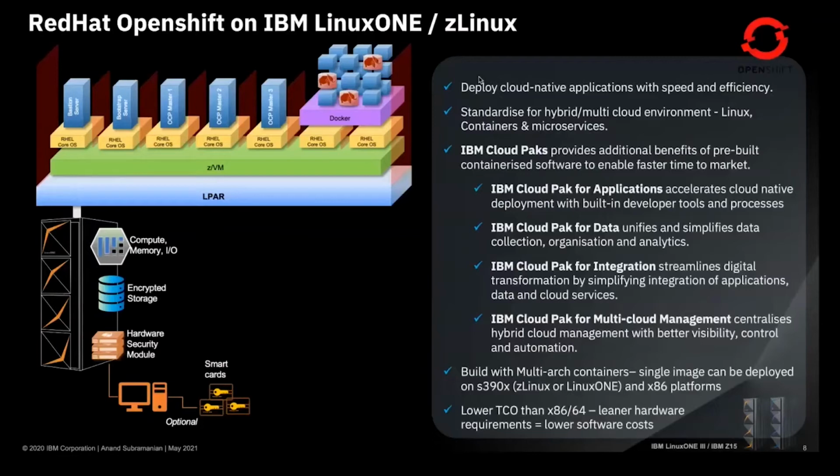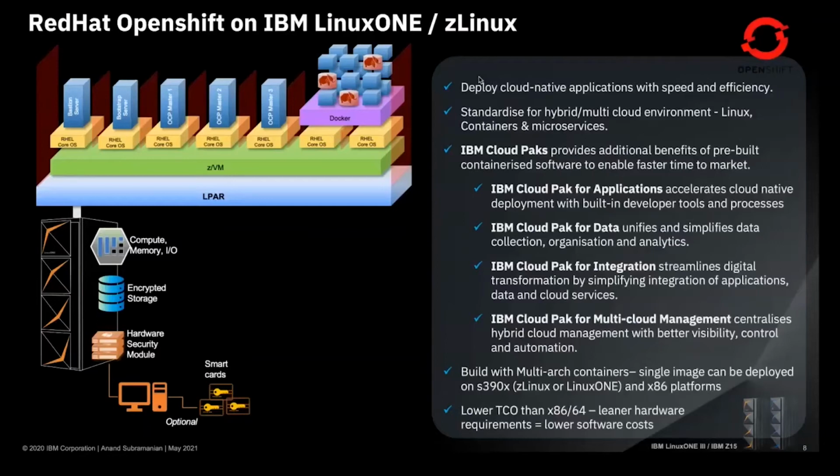The last two points are important. We build with multi-architecture containers, which means a single image deployed on a Linux One or zLinux through OpenShift can also be used on an x86 platform. So you do it once and you deploy it anywhere. And the last piece of this puzzle is, as I said, two things. One is very granular resource allocation on this platform, which means your worker nodes can be allocated as small as less than 1% of a CPU or memory core that you have.